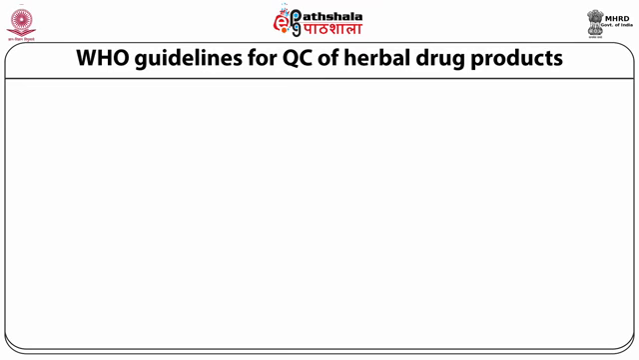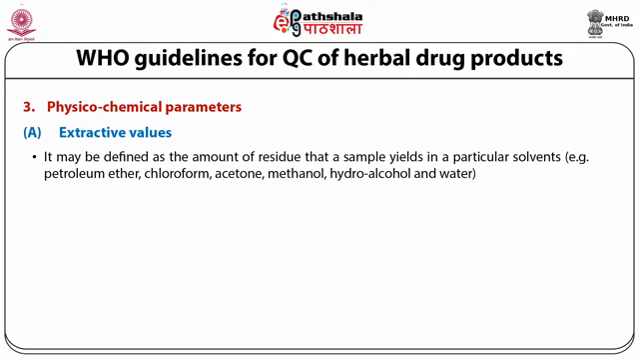The next set of evaluations or parameters are physicochemical parameters. They include first extractive values. This is the total yield of a substance to any solvent. We can follow the cold extractive method, hot extractive method, or successive extractive methods.